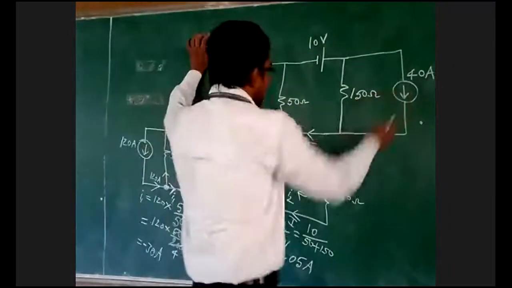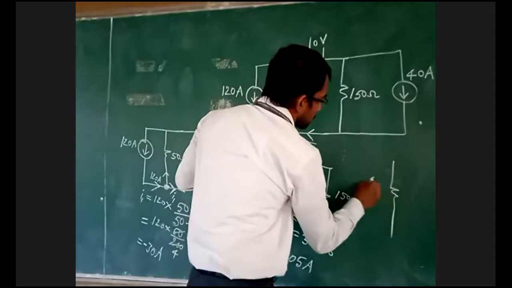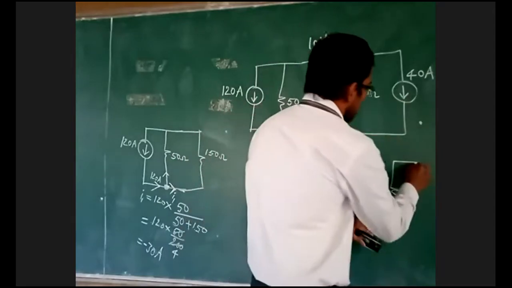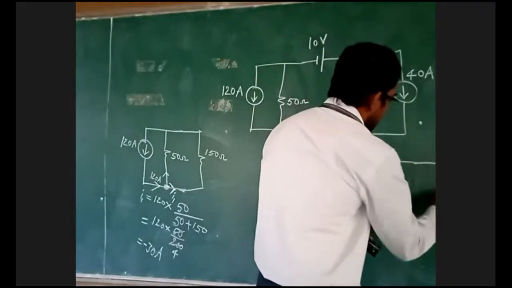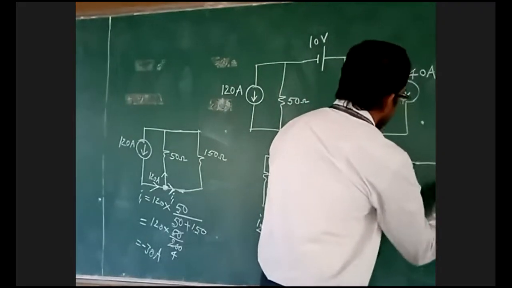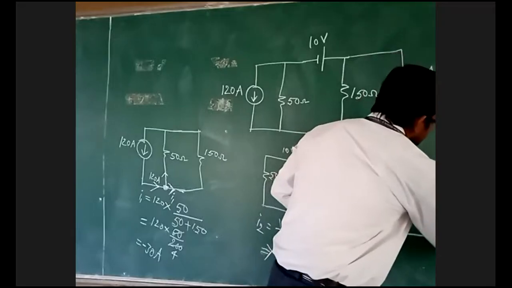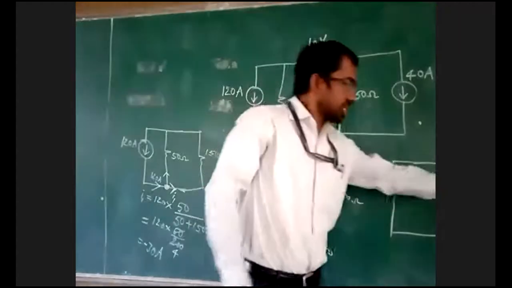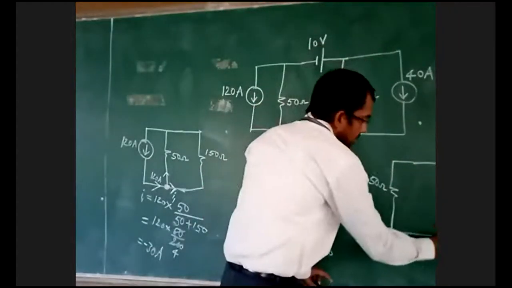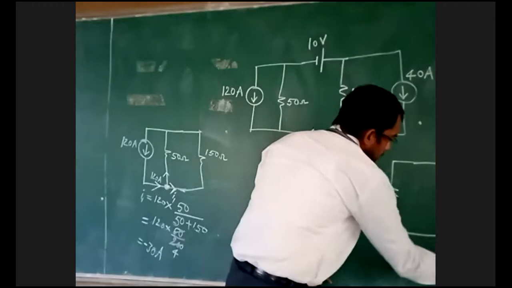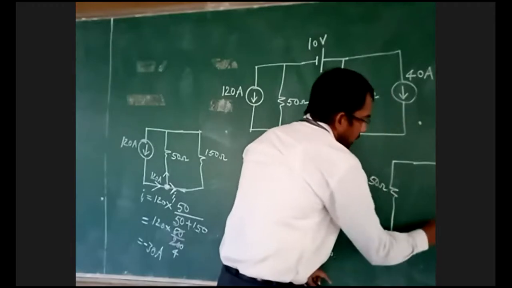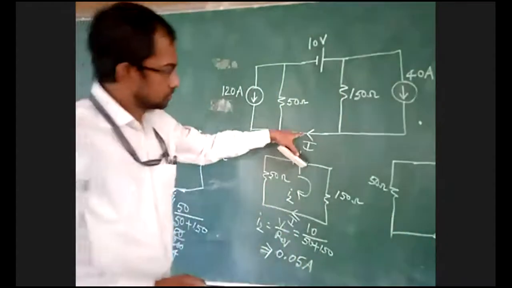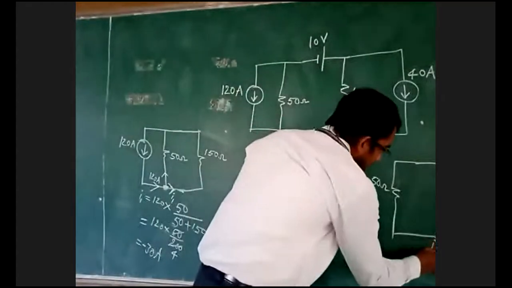Now consider this 40 ampere source. The voltage source should be short circuit. Now here, this current is in the downward direction. This current is coming here. This 40 ampere is dividing in these two branches. Where do I want the current? Here. Assume the current in this branch as I3.